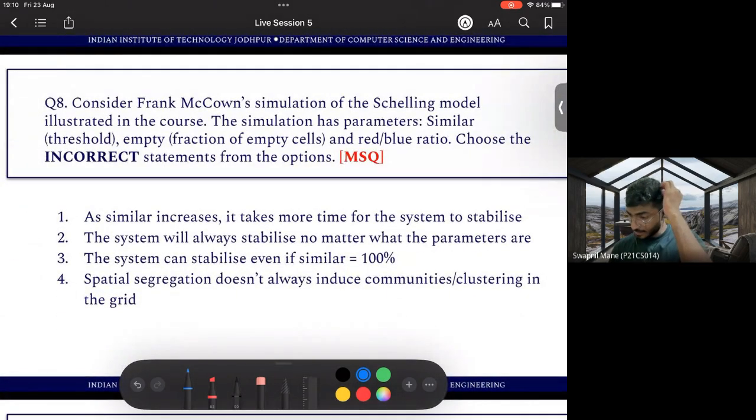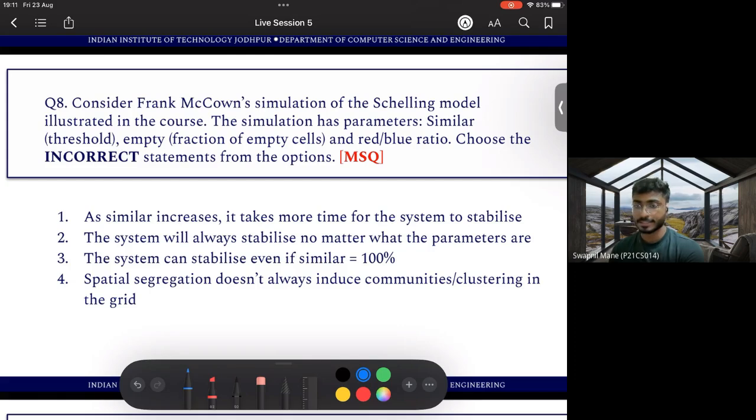So then the next question, let's see the concept of spatial segregation. We have seen in this week's lecture that spatial segregation was implemented using the Schelling method. So let's recall that concept for this question. What is the question saying? Consider the Frank McCown simulation of the Schelling model illustrated in the course. The simulation has parameters, right?